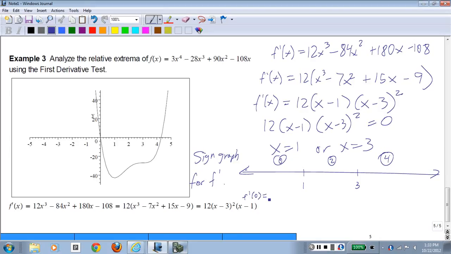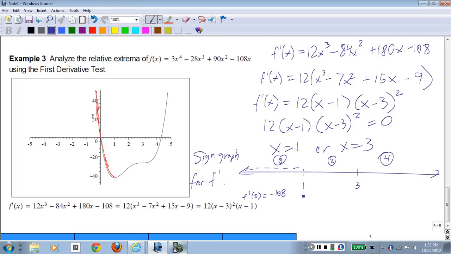I think the best place to go is the original and just say it's negative 108, because the 0 kills the first 3 terms and just leaves us with a negative 108. We could say 12 times negative 1 times the square of negative 9, but that's also negative 108. So the derivative is negative. And just by inspecting the graph, the function's decreasing throughout that interval from negative infinity to 1.